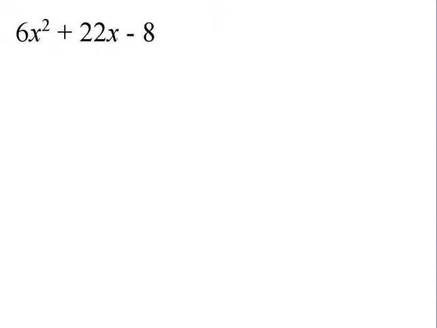Alrighty, with that in mind, let's look at this one. What's different? There's a minus sign, and what else? Yeah, there's a common factor of 2. So let's take that 2 out. If I take that 2 out, what am I left with? 3x squared plus 11x minus 4.